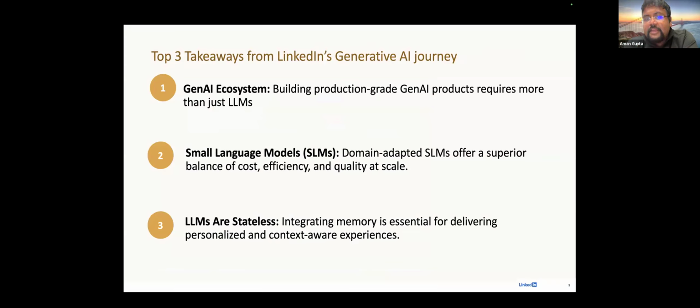And most importantly, you need domain-adapted small language models, usually because a lot of these use cases require low latency, efficiency, lower costs, and quality at scale. So developing efficient or smaller models is very, very important. And as part of agentic workflows and similar things, you need LLMs as pieces of a puzzle, meaning that LLMs are stateless and you need to somehow integrate memory or personalization to have context-aware experiences, something that really works for your needs.